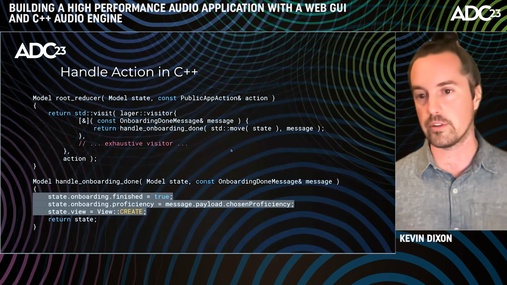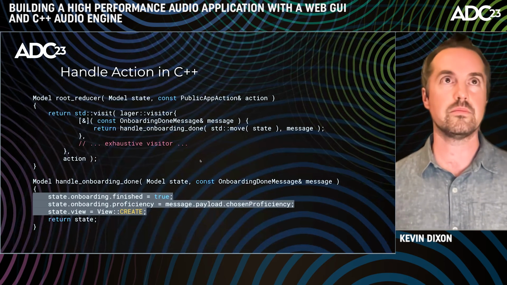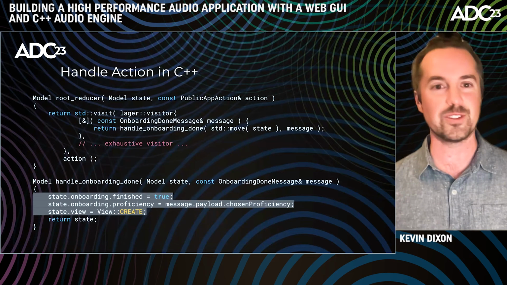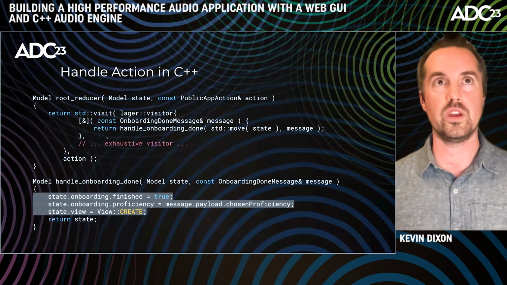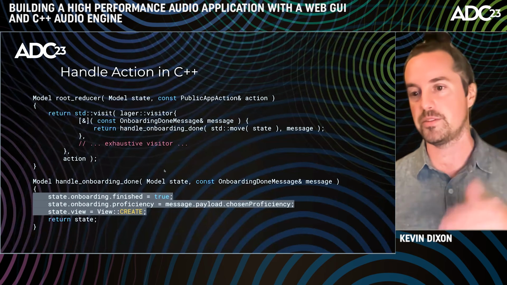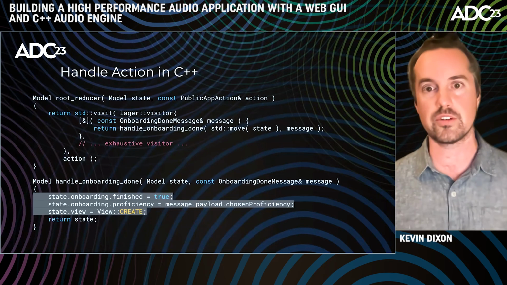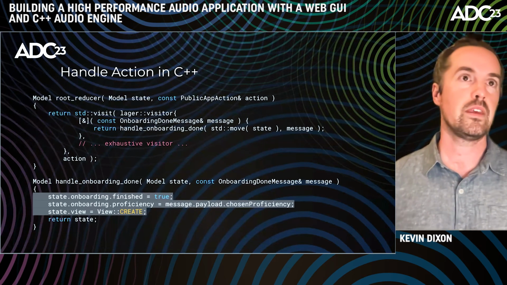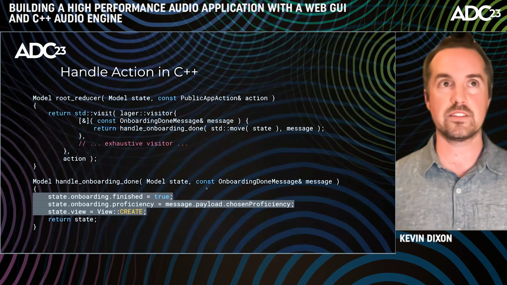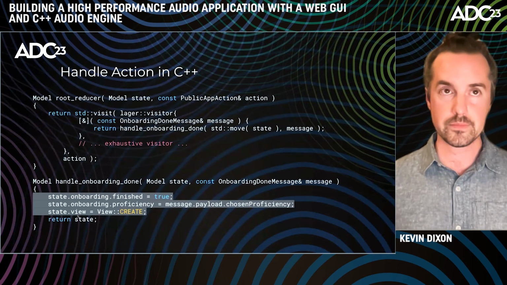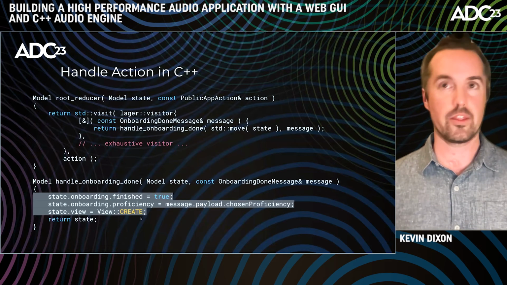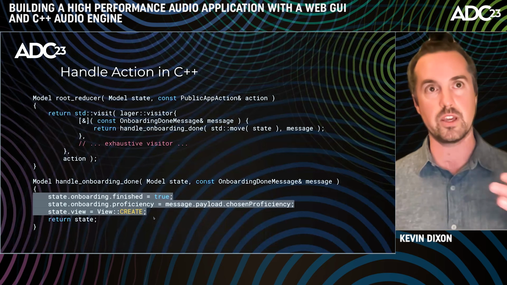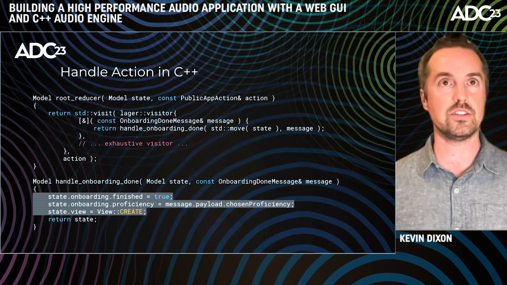So essentially, we use this. It's called the overloaded pattern. You can look this up on the std::variant cppreference page. It's kind of cool, but we use that to match up the message type to a specific function, which is the reducer function we were talking about earlier. And so in this case, it's handle onboarding done, and we can do some business logic here. This is sort of made up, but now that we have a chosen proficiency, we say, okay, we can move this user to the create page.